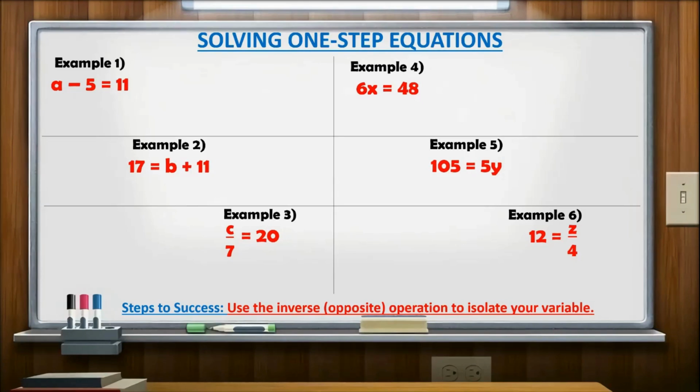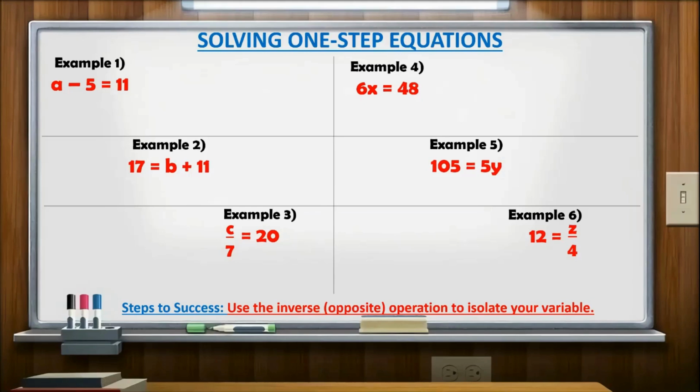So let's look at example 1. We have a subtract 5, which is equal to 11. So what does this actually mean? It means whatever the value of a is, when I subtract 5 from it, I should get my answer as 11. So to use my steps to success and to solve this equation, I need to isolate my variable.